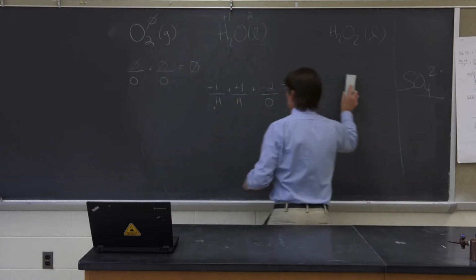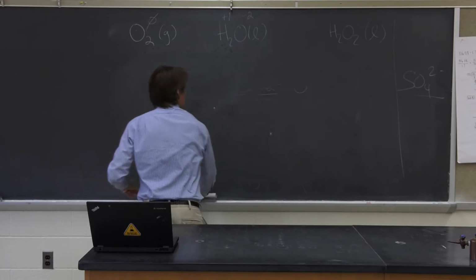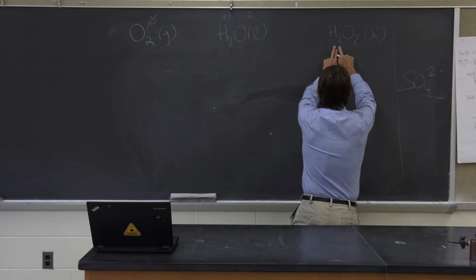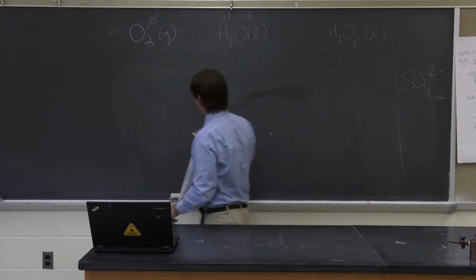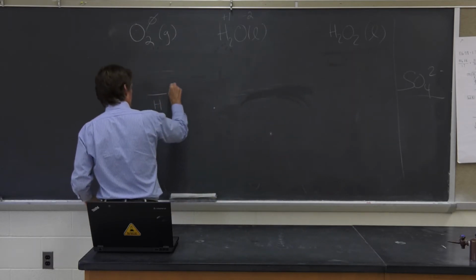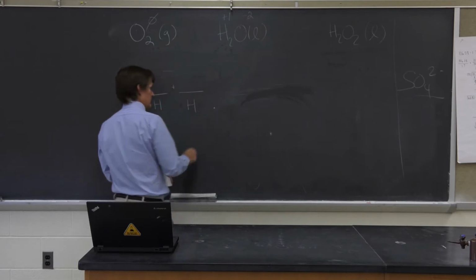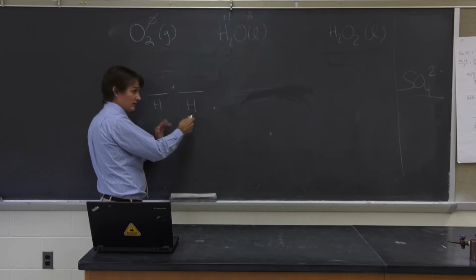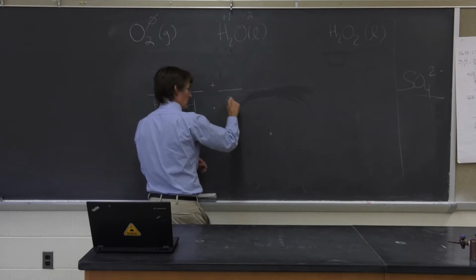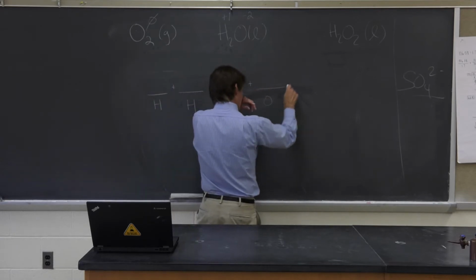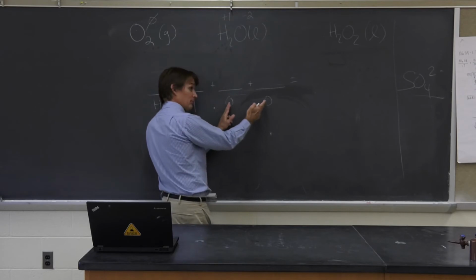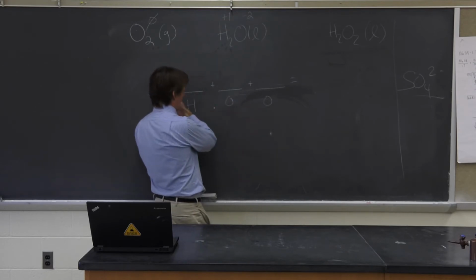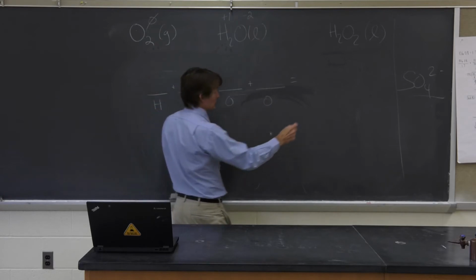All right, now let's do the same thing for hydrogen peroxide. Well, it looks like I've got 2 hydrogens and 2 oxygens. So I'm going to take a hydrogen and another hydrogen. I'll assign the same oxidation number for both of these because they're chemically identical. And I'm going to take 2 oxygens. And once again, I'm going to assign the same oxidation number to both of these oxygens because they're identical in the molecule. And when I add all of this up, it's got to equal 0.